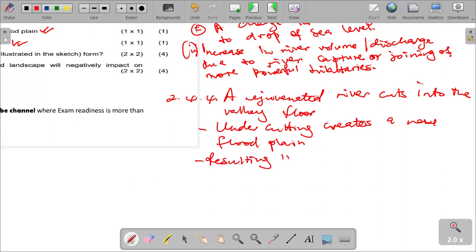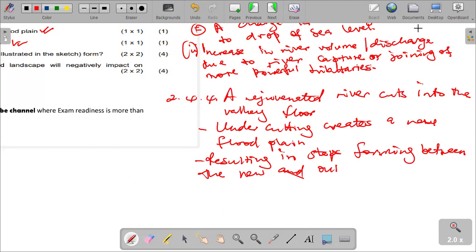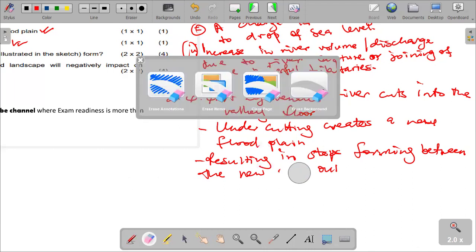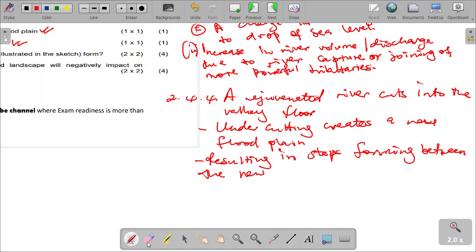resulting in steps forming between the new and old floodplain. That's how it works.